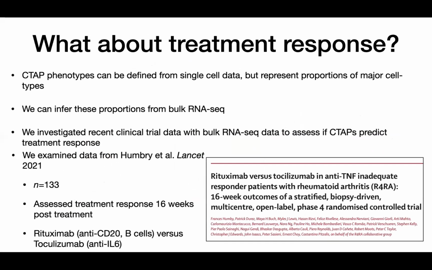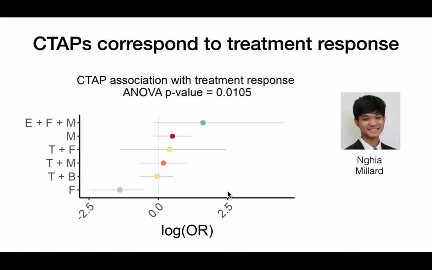One really important question was treatment response. These CTAPs are defined from single cell data, but they basically represent major cell types. So we realized that we could deconvolute bulk RNA-seq data and estimate, from synovial tissues with bulk RNA-seq data, what CTAP we think they might be. We took advantage of some public clinical trial data where bulk RNA-seq data was obtained. And this was really interesting.